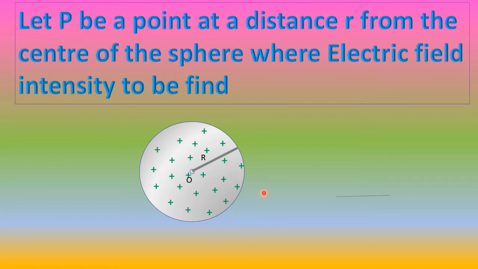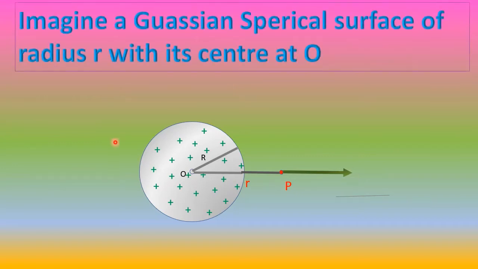Find the electric field intensity at any point outside the sphere. Consider a point P at a distance r from the center of the sphere, where electric field intensity is to be found. Imagine a Gaussian spherical surface of radius r with its center at O, including the point P.